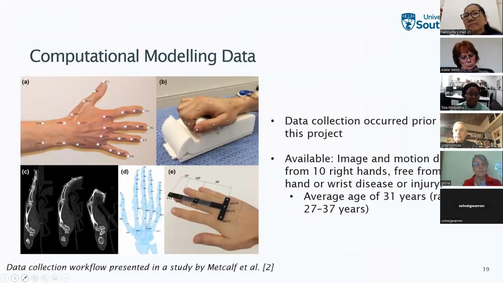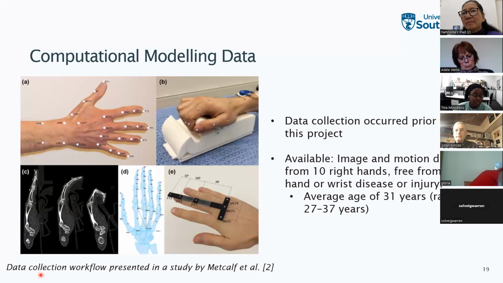So I mentioned that we have this computational modeling data. That was collected by Metcalf et al. back in 2015, I believe. And the images on the left just show the data collection method. So they got participants, 10 right hands, free from hand or wrist disease or injury, with an average age of 31 years. They CT imaged those in 3 different positions. So fully flexed, fully extended, partially flexed, and then sort of fully flexed. Then they took the readings, generated 3D meshes, and sort of did their own analysis on that.